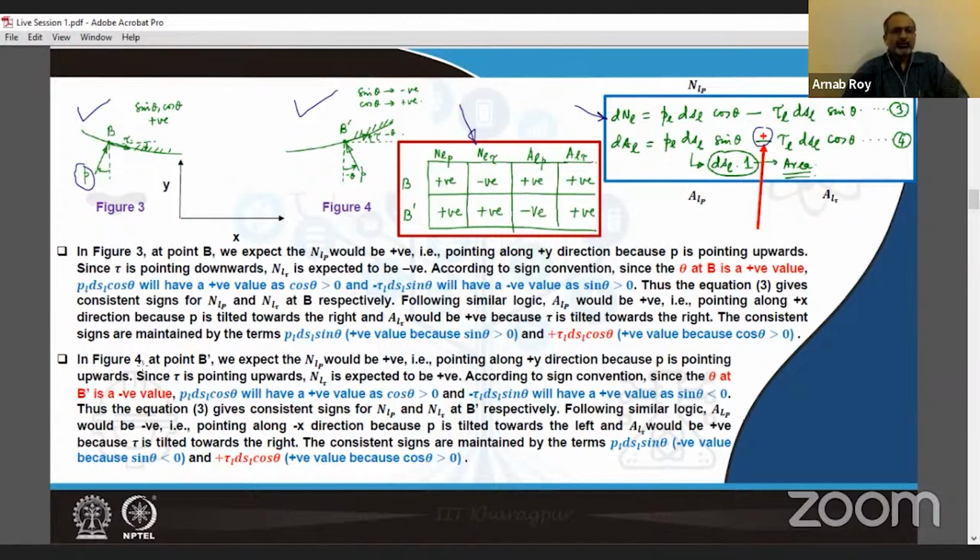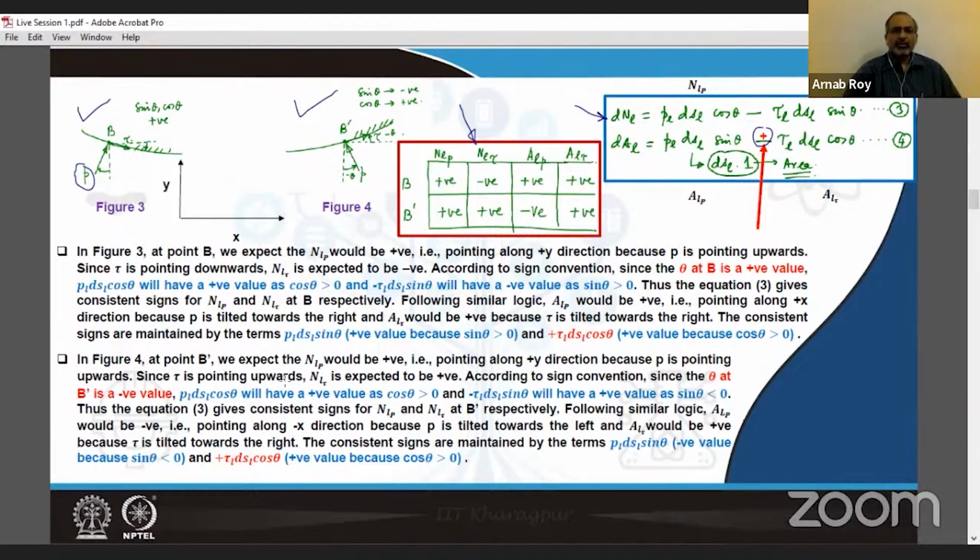And when we move to figure 4, at the point B dash, let's complete this exercise because this is the last point we need to look at. We expect the NLP would be positive because it's pointing in the positive y direction.